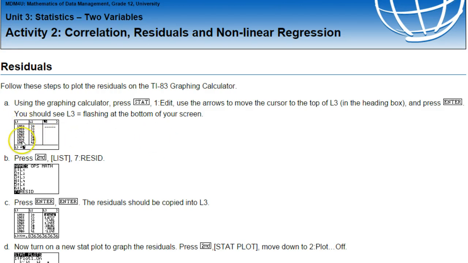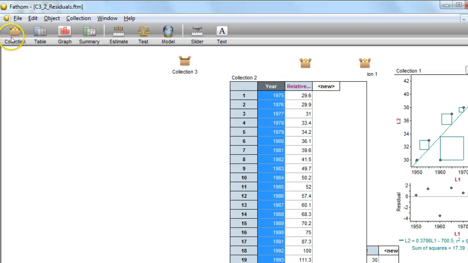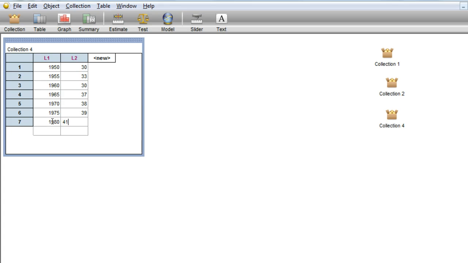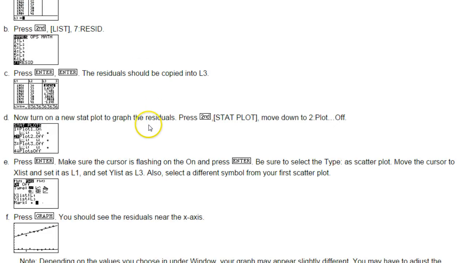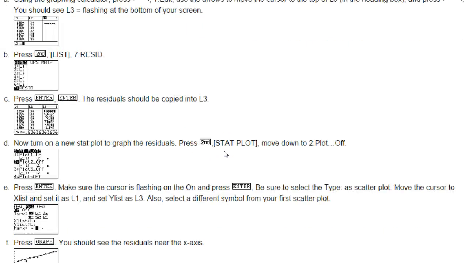So what I've done is I've taken this data and I've transferred it into Fathom, and we're not going to follow these instructions to a T, but we're going to do something very similar. So first of all, what we need to do is create ourselves a table in Fathom with our first and second columns, and then in here I am going to be typing in the data. And here is our data set. So this is the data set from the correlations, residuals, and nonlinear regression investigation number 2.